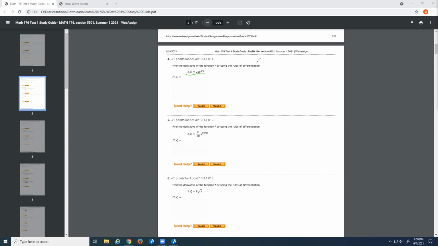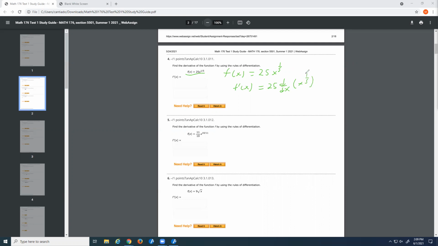So this, we're going to use the exact same rule with our polynomials, where if we have x to the n, we're going to take n to the front, and then the new exponent will be n minus 1. So I'll write this over here. So f of x is going to be 25x to the 1/5. So what we're going to do to find f prime is bring the 25 to the outside. So I'll write 25 times d by dx of x to the 1/5.